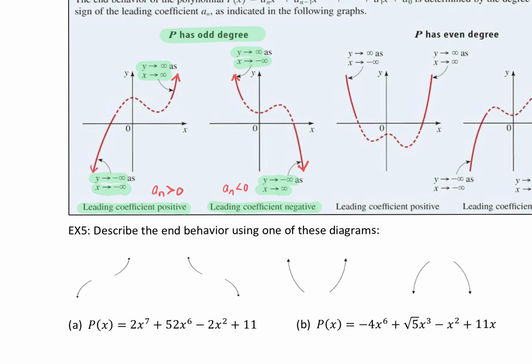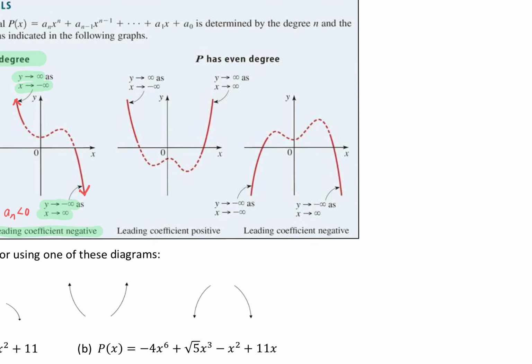If we're looking at an even degree, think parabolas, right? The ends either both go up to positive infinity, as in this first example, or they go down to negative infinity. Now they're going to go up to positive infinity if the leading coefficient is positive. So if the leading coefficient, a sub n, is greater than 0, then positive means up. If the leading coefficient is negative, negative means down.